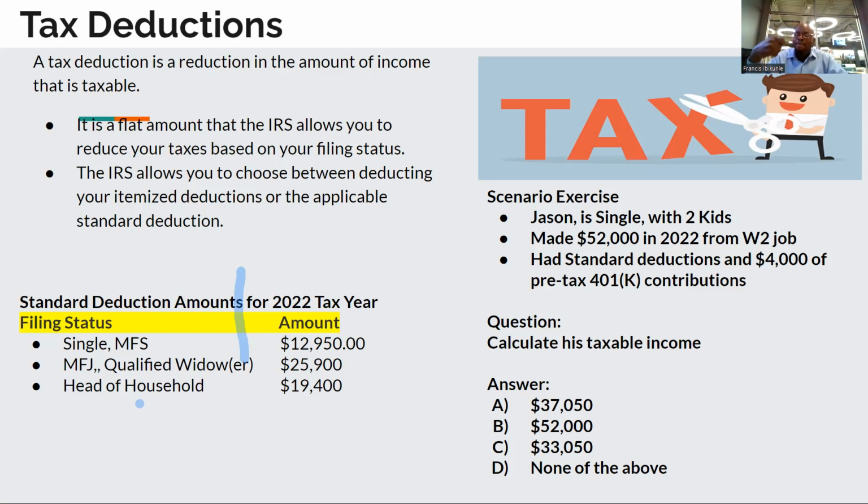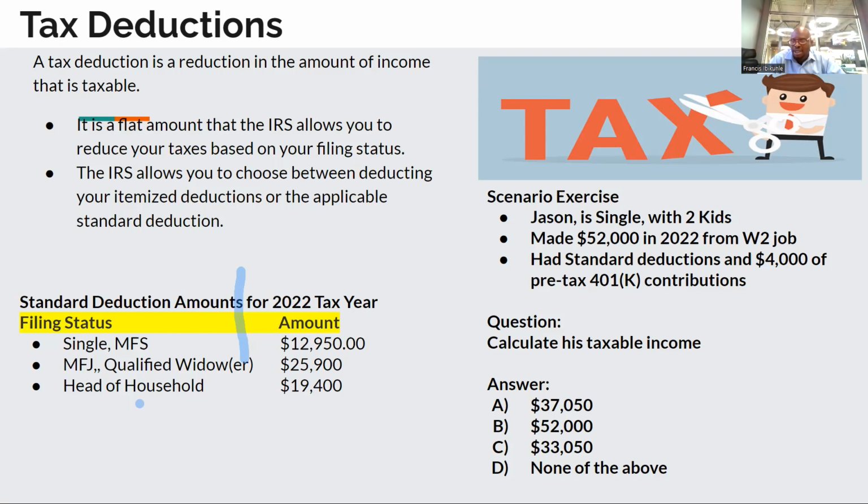Now, imagine you take away the standard deduction. There are other deductions again, like contributing money towards your retirement plan, though they have caps on how much you can contribute. Like this guy, the one I gave as a scenario. Jason is single with 2 kids. He made $52,000 in 2022 from a W-2 job, had the standard deduction and $4,000 of pre-tax contribution. Calculate his taxable income.